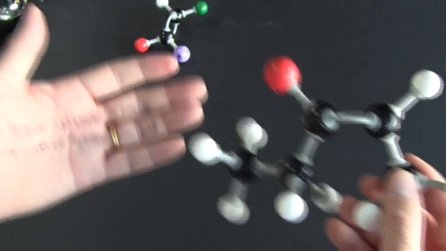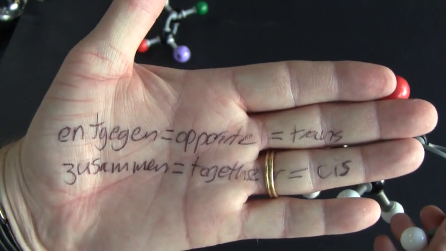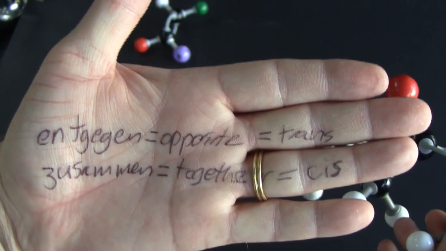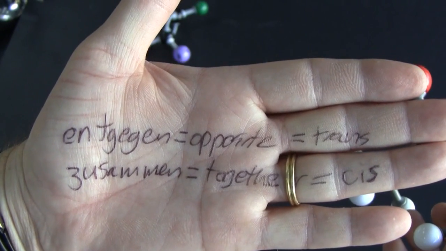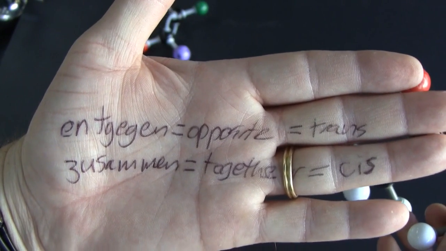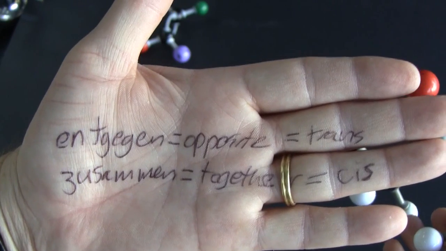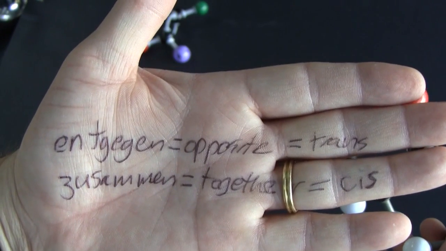And of course, E stands for entgegen, which means opposite, which is what you and I would call kind of trans before this. And Z is zusammen, which means together, which means cis.